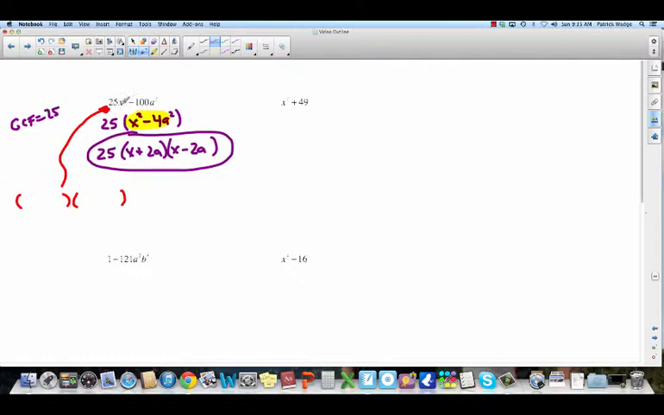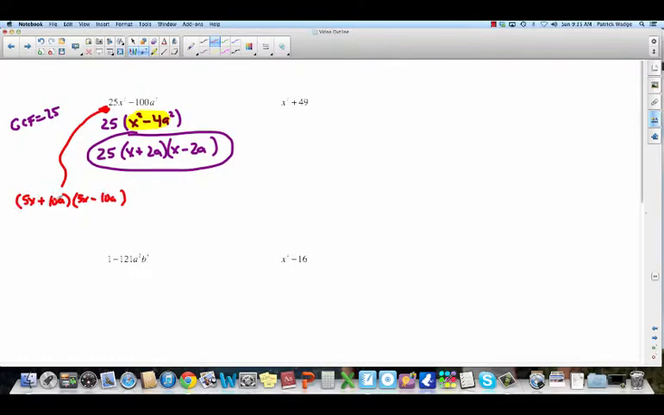What multiplies by itself to get 25x squared? 5x and 5x. Those multiplied together give 25x squared. What multiplies by itself to give 100a squared? 10a and 10a. Make one of them plus and one of them minus, and we're finished. Or are we? Why did we not get the same answer?